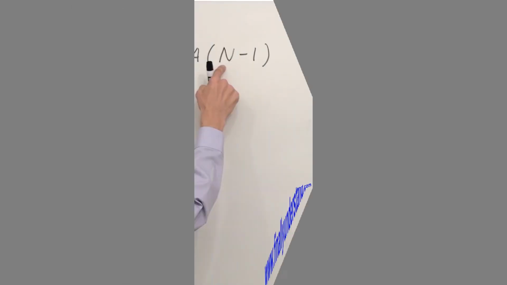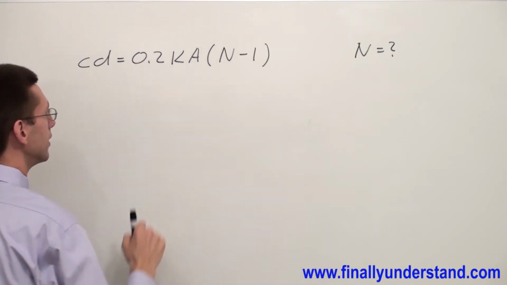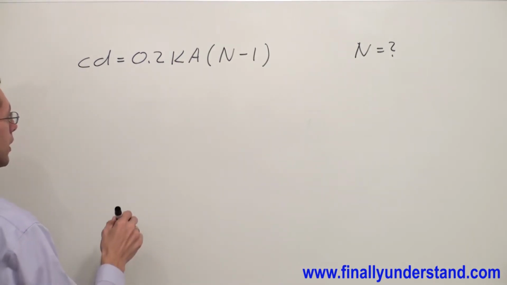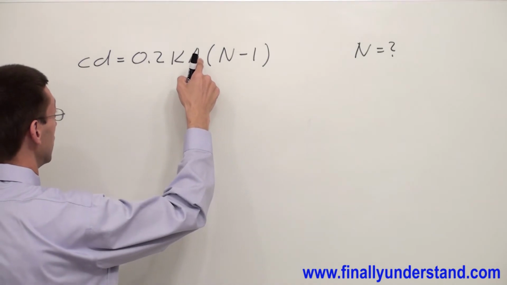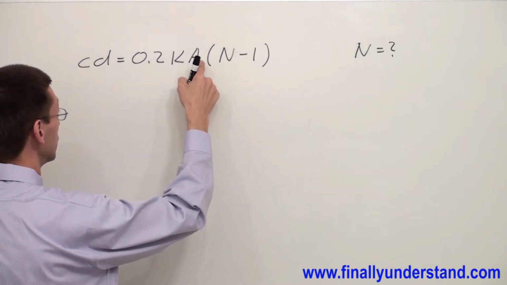This time we have to solve this formula for n. N is inside of the parentheses, and we have just only one n in this formula, okay? Now, what we can do over here, please realize that we have 0.2 Ka multiplied to the parentheses.